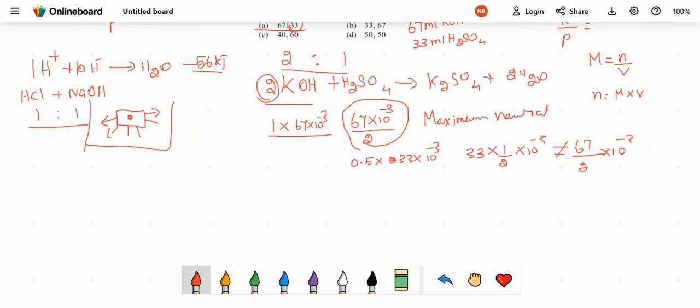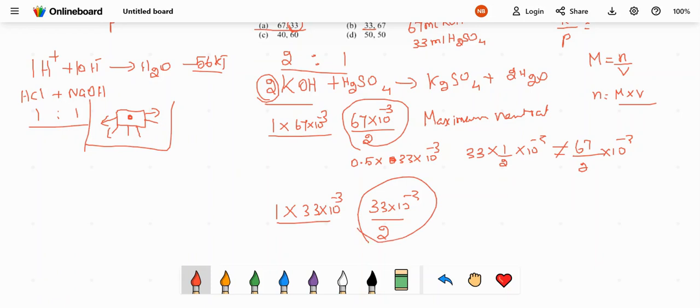Again, in the second case, they have taken 33 ml of KOH. So if we are having 33 ml, 1 molar, the number of moles we can find out by molarity into volume, that is 1 into 33 into 10 to the power minus 3. And the actual amount we have to take for maximum neutralization will be half of that KOH. So KOH will be 2, H2SO4 will be 1, means we have to take half the amount of KOH. So 33 into 10 to the power minus 3 divided by 2 we should take.